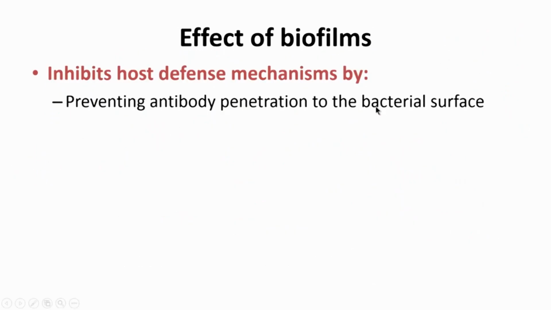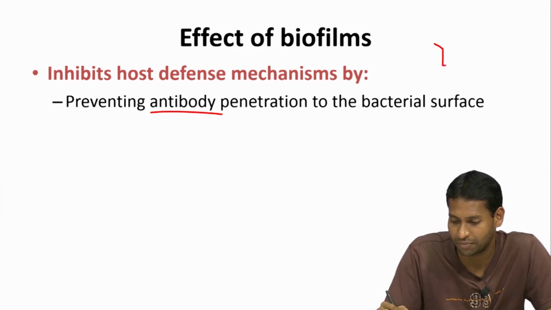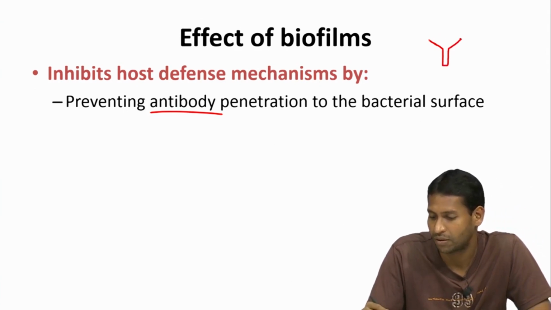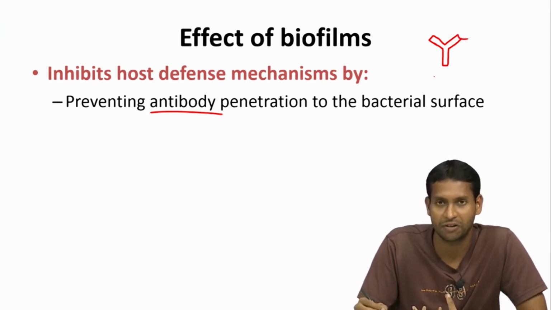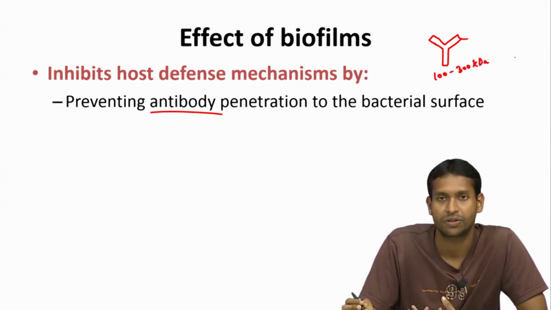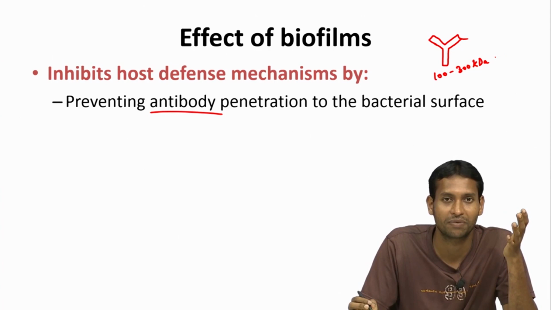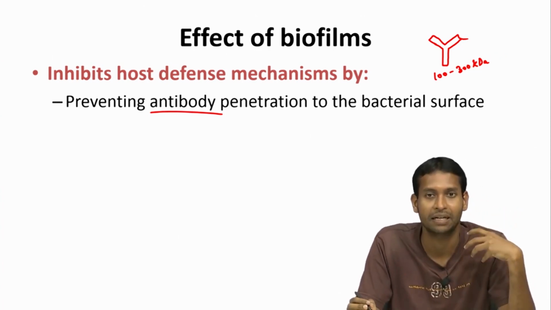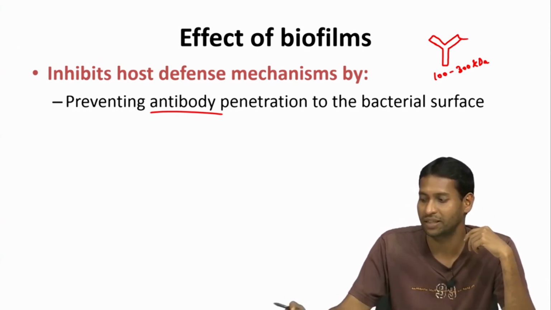So, what are the different effects of biofilms? First, of course, we have discussed in a few slides now that it inhibits the host defense mechanism. It can prevent antibody from penetrating. We know that antibody is a fairly large molecule, between 100 to 300 kDa. So, it is not able to penetrate through this slimy layer, and this is one of the major mechanisms the host uses to detect bacteria and get it cleared from the system through immune cells, but if the antibody cannot even go through, then immune cells are not able to go through either.